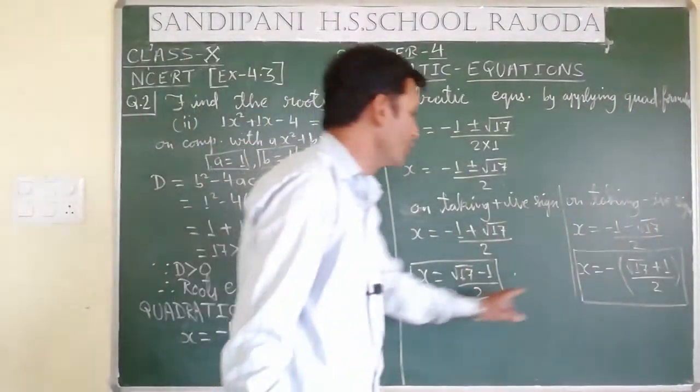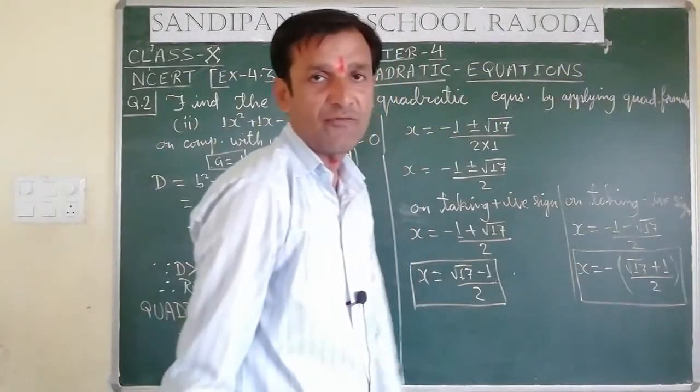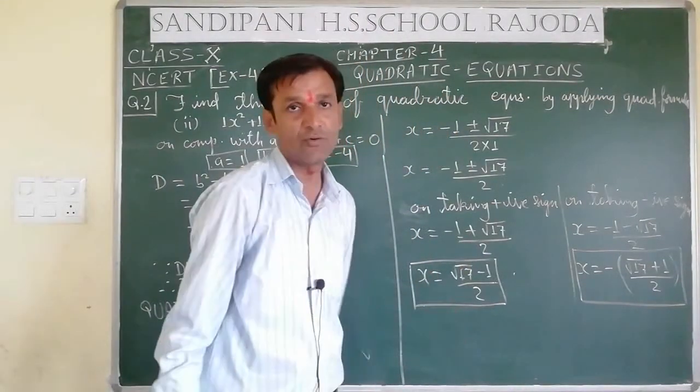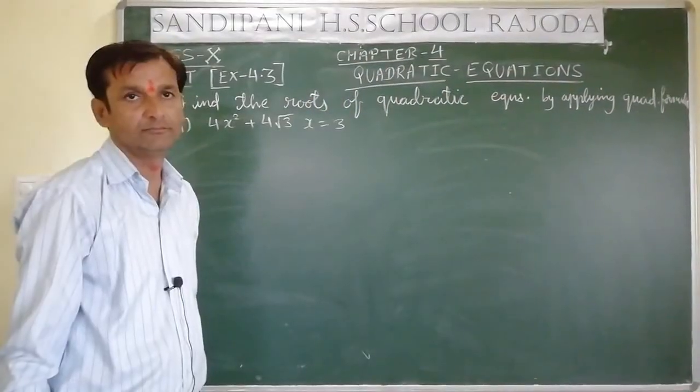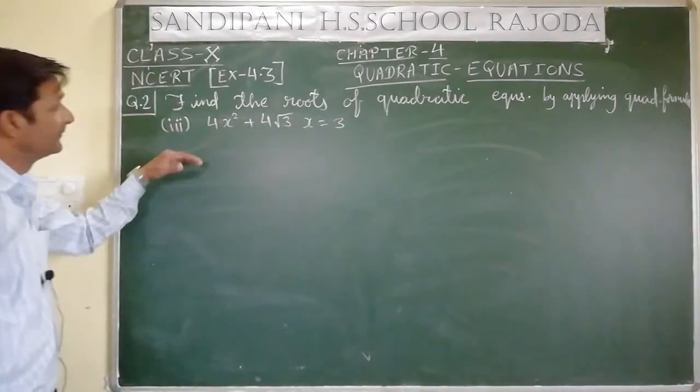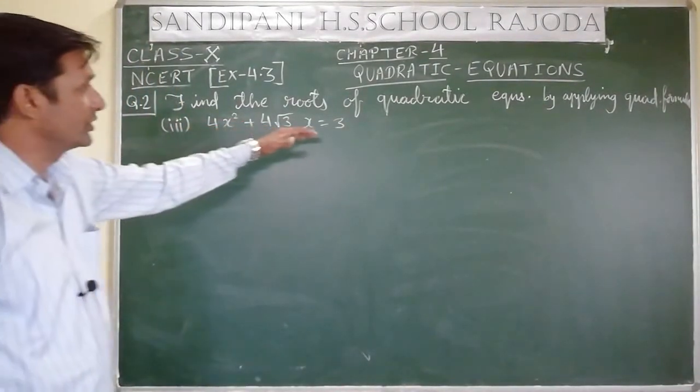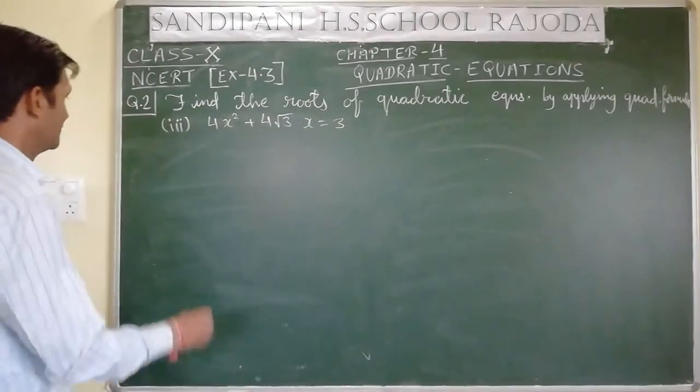These are called roots of equation also, or values of x also. This question is also over. Here our third question, 4x square plus 4 root 3x is equal to 3.